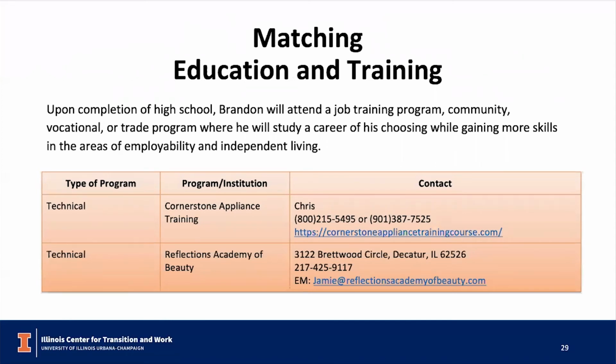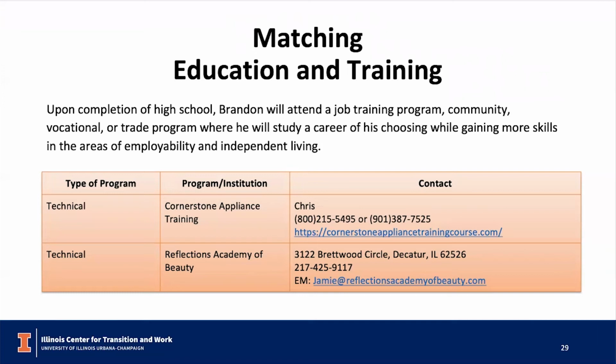And so now it's time to start matching. When I go back and look at the first goal, the education and training goal: upon completion of high school, Brandon will attend a job training program, community, vocational, or trade program where he will study a career of his choosing while gaining more skills. So when I'm thinking back to his interests and preferences and his present levels of performance, I know that he's interested in going to vacuum repair school. So finding an appliance training school that is in the area, I'm going to put that into my map.